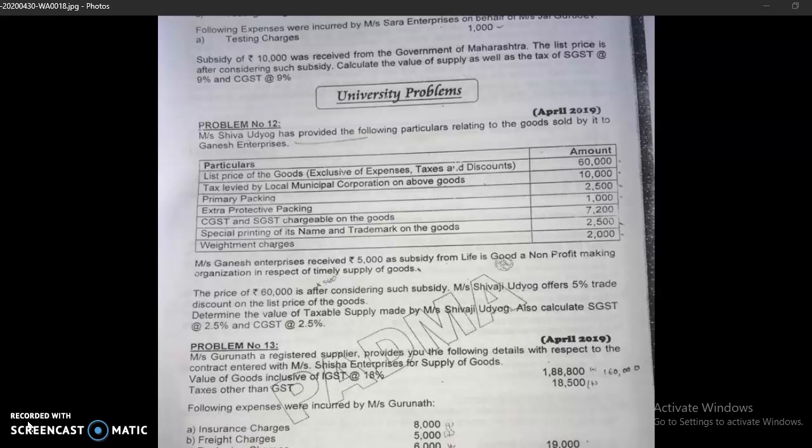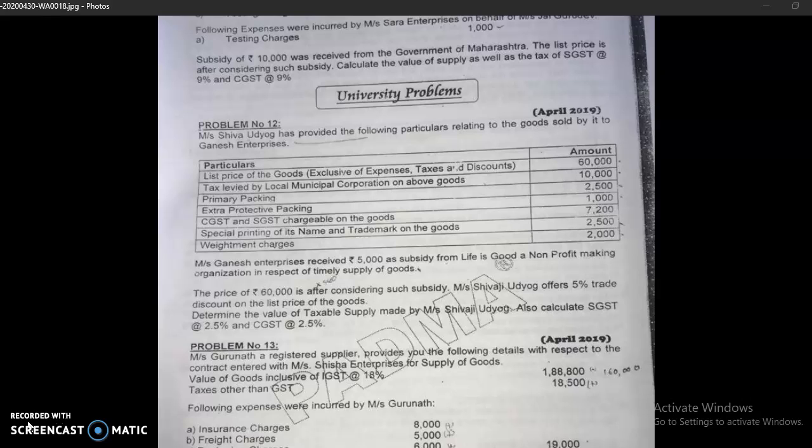Then the further information: Messrs Ganesh Enterprise received 5,000 as a subsidy from Life is a Good, a non-profit making organization, in respect of timely supply of goods. So see students, this is a subsidy received from a non-profit making organization, means it's a private organization. So we have to consider this value. Then the price of 60,000, this list price which is given on the top, is after considering such subsidies. So subsidy is not included in this value. So therefore we are going to add this 5,000 into the value of supply.